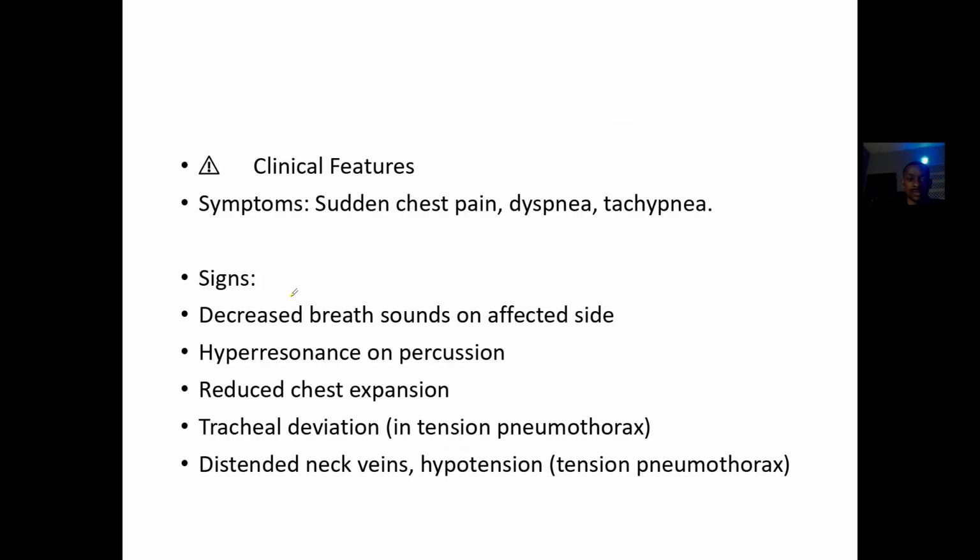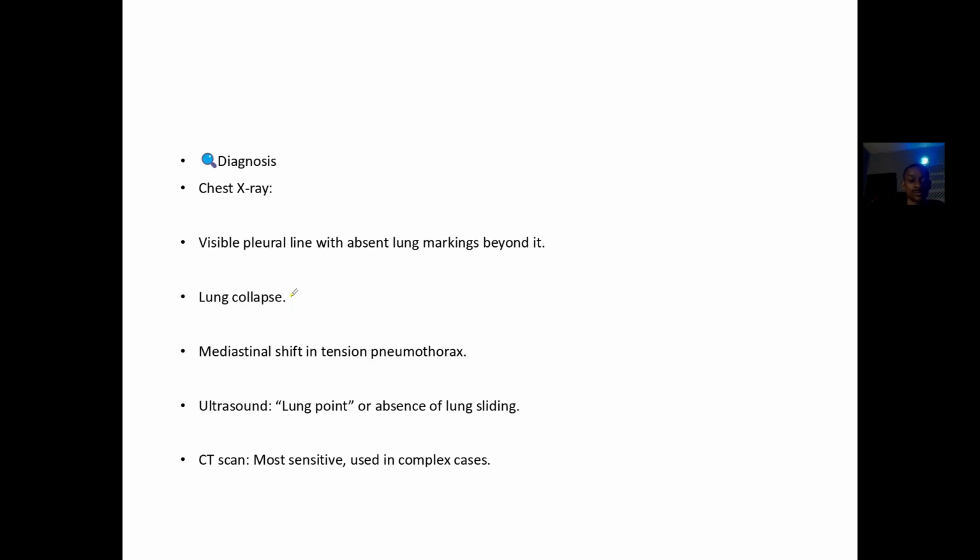Okay, so clinical features: there's a lot of chest pain, the person is finding it difficult to breathe, there's decreased breath sounds on the affected side, there's hyperresonance on percussion when you try to tap, there's reduced chest expansion, there's tracheal deviation, there's distended neck veins, that's raised jugular venous pressure.